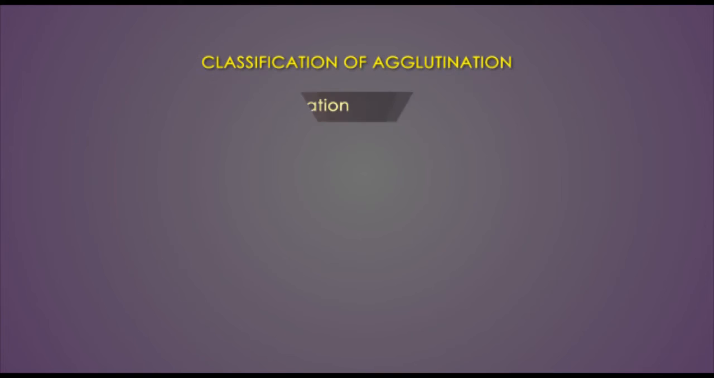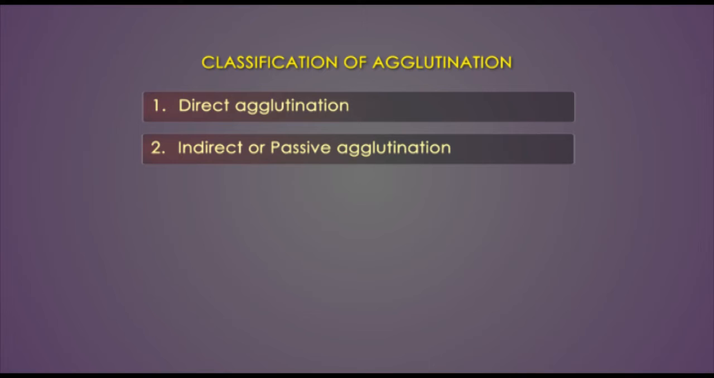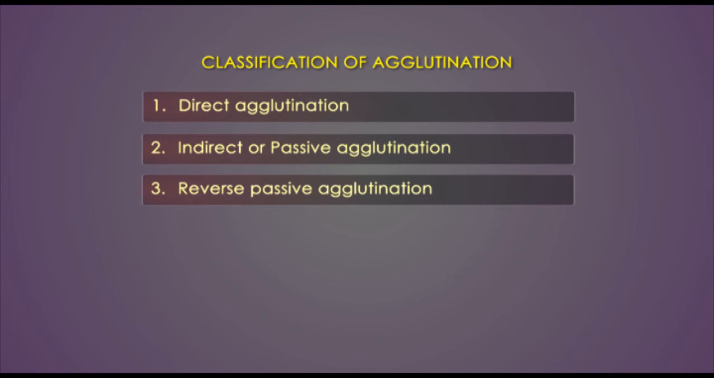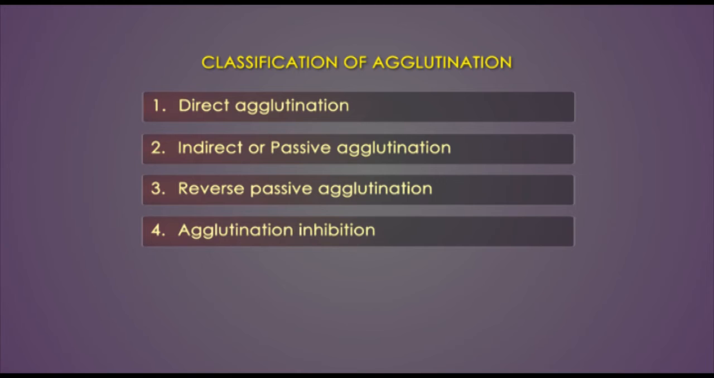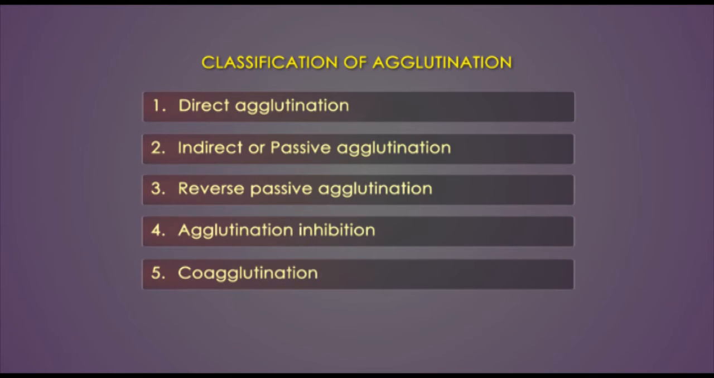Classification of agglutination. Agglutination reactions could be classified as follows: direct agglutination, indirect or passive agglutination, reverse passive agglutination, agglutination inhibition, and co-agglutination. Direct agglutination.